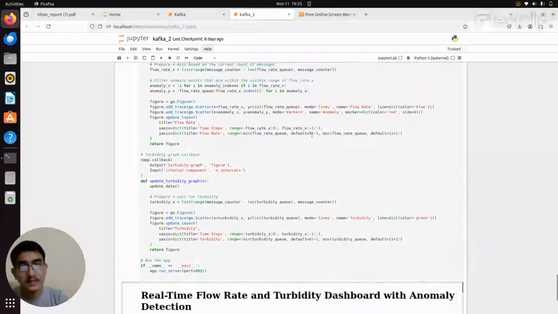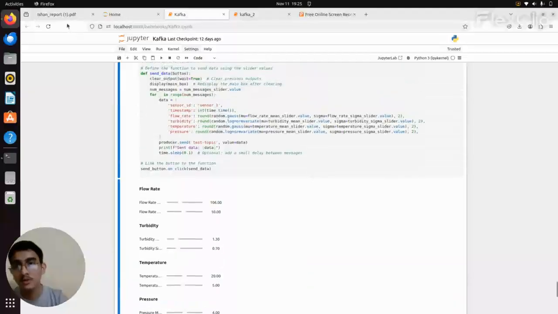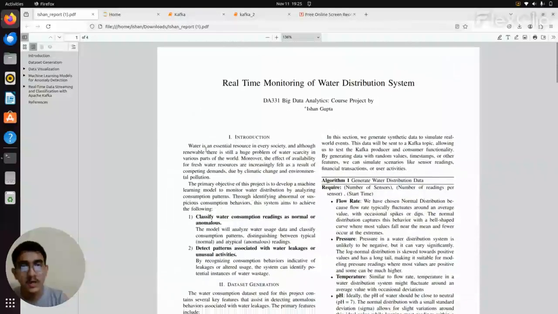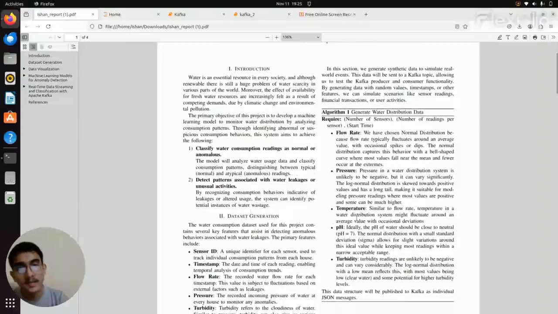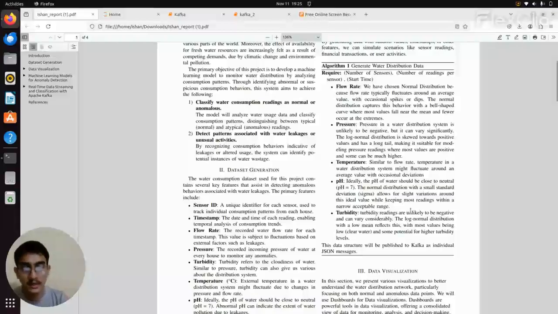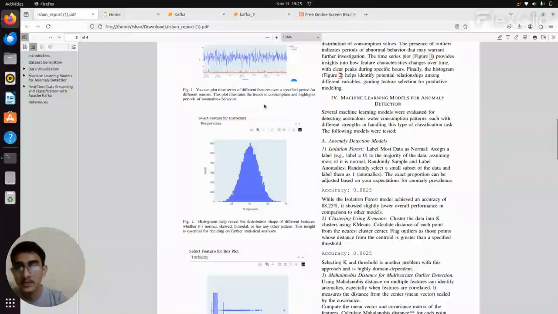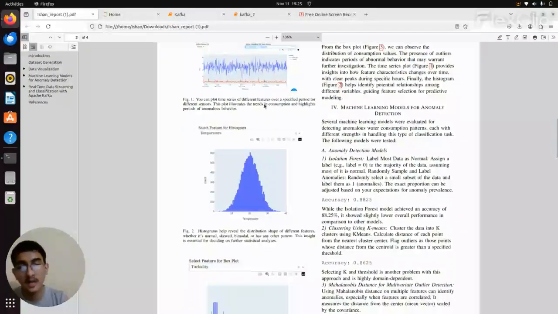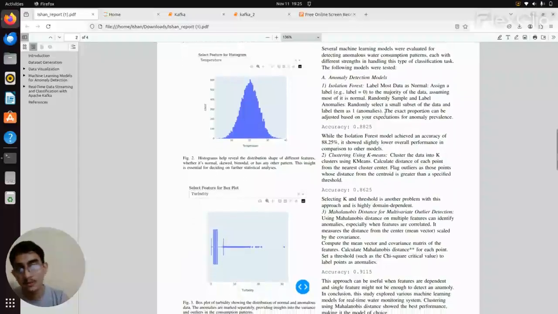Now this is all that I wanted to show through this demonstration. Let's go through our report once. The report includes all the parts that I have done. First was the data generation part. Then, the distributions from which I have drawn different characteristics of the data. Then the data visualization part, where I have used a real-time dashboard to visualize different features of the data. Then I have trained certain models to detect anomalies. The first one was isolation forest, the second one was k-means, and the third one was clustering through Mahalanobis distance.